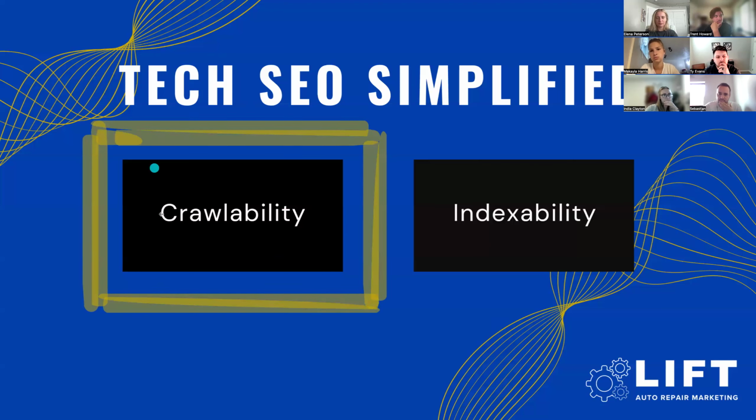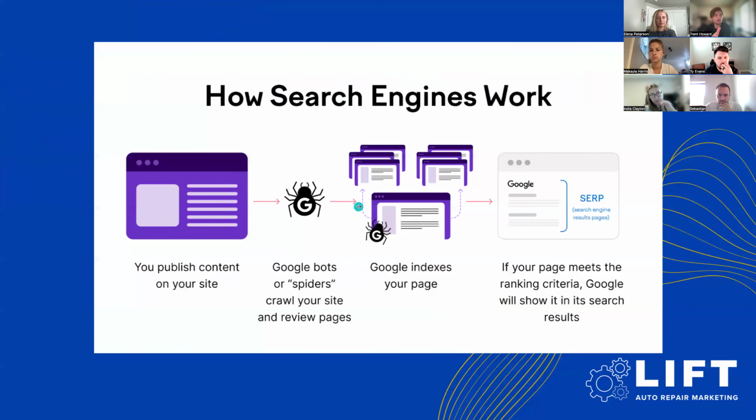Crawlability is the first. Check that out again. Look at the highlights. We're talking about crawlability. Crawlability is how efficiently a crawler or a robot, when they come onto your site, is able to crawl your site.